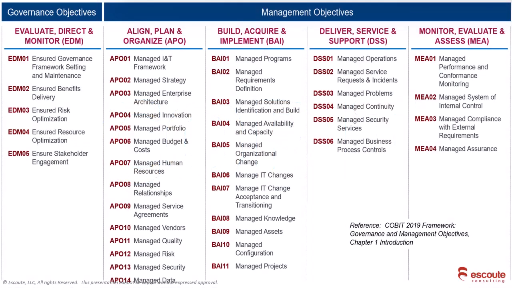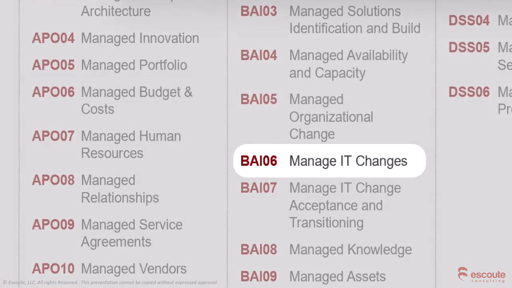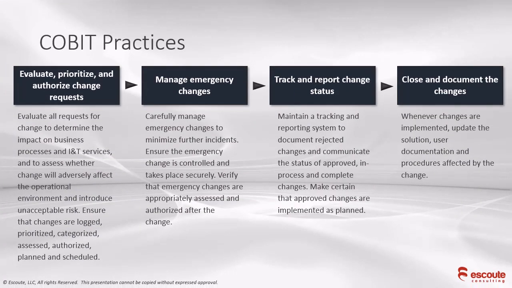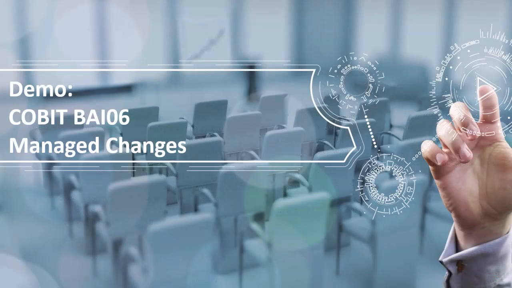You might recall that Cobit has 40 governance and management objectives, and these objectives are broken up into management objectives on the right, governance objectives on the left. But the one we're focusing on today is this one called BAI06, Managed IT Changes. One of the things that Cobit will do for us is break this down into what we call practices. There are 4 key practices in the Cobit framework, and we'll look at this here in a second. Let's go take a look at BAI06, Managed IT Changes.